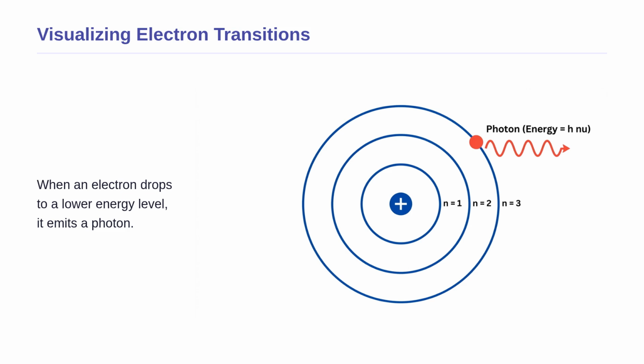When it drops down to a lower energy level, it cannot hold on to that extra energy. The wavy arrow shows that exact energy difference being emitted as a photon of light. The energy of this photon is exactly equal to Planck's constant times its frequency. This diagram perfectly illustrates how atoms produce specific colors of light.